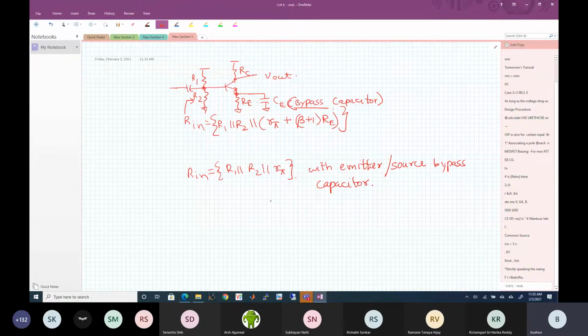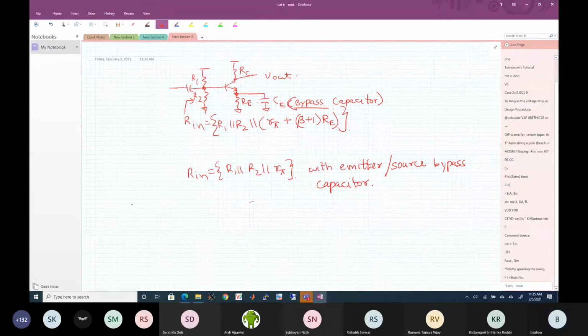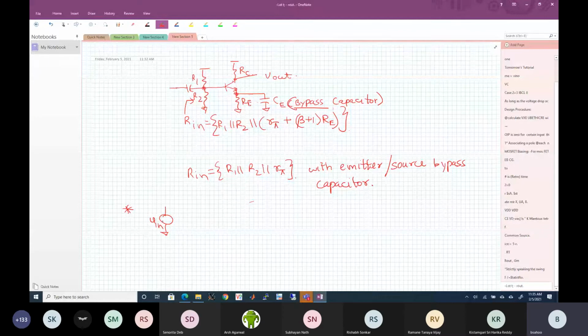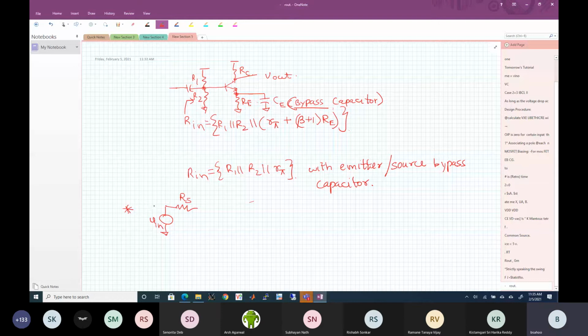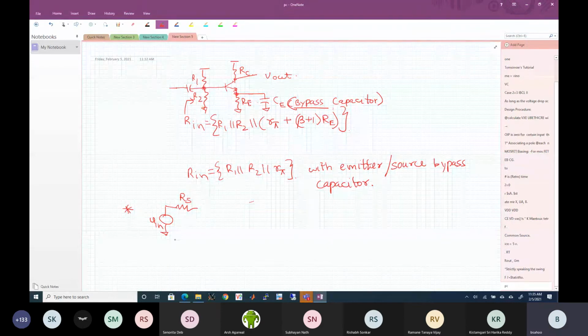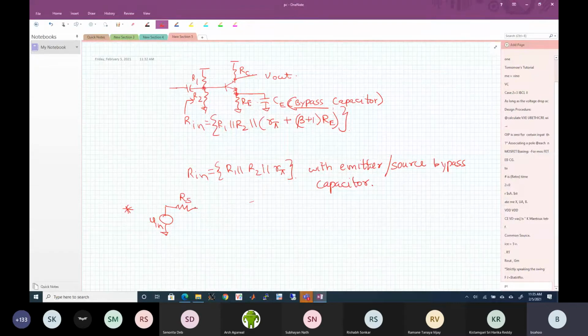Okay, now the final thing that I want to discuss in a common emitter topology is that we are applying a signal Vin, right? But no signal source is ever ideal. An ideal signal source will have zero internal resistance. So it will have some source resistance. Okay, RS is the source resistance. Every signal generator in the world will have that. Any microphone, battery has its own internal resistance. Everything has some internal resistance.